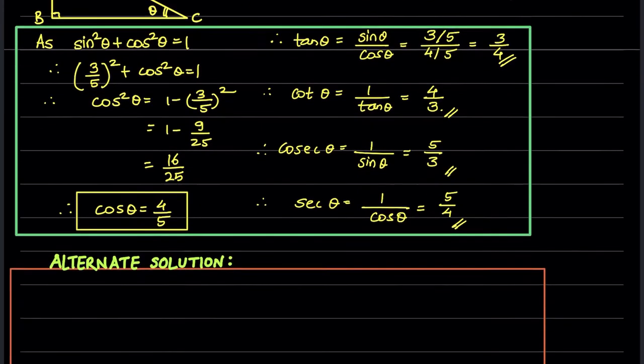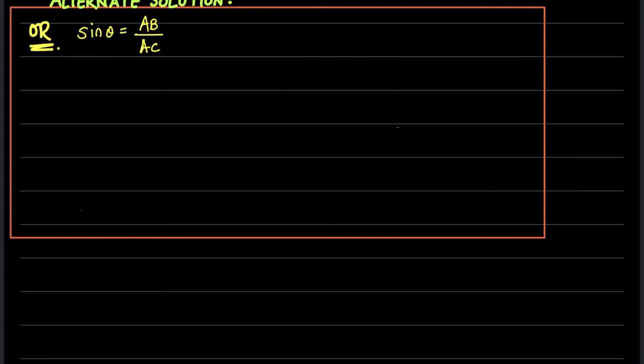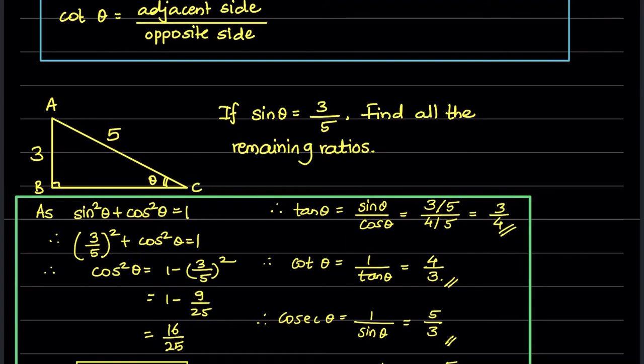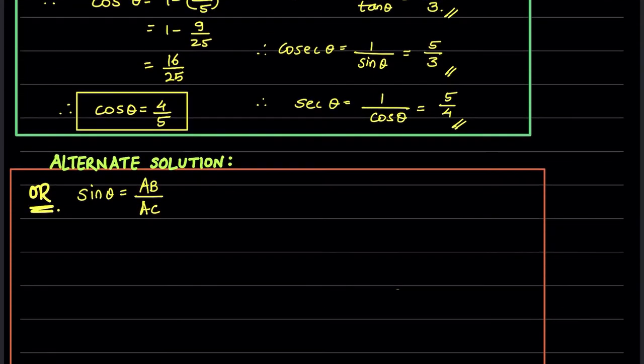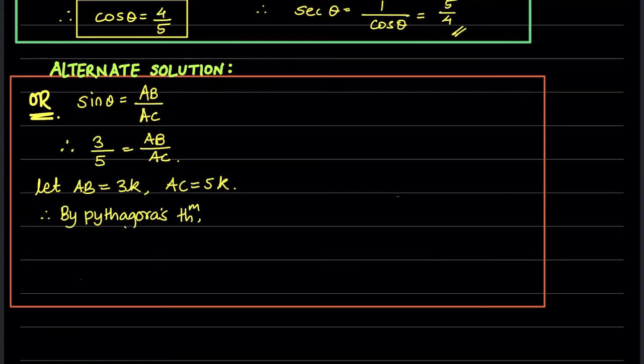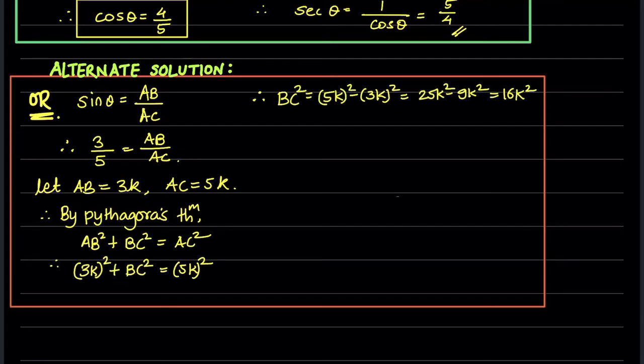There is one alternative method to solve this. We will also see sin theta is AB upon AC. See in this diagram, AB upon AC. So sin theta is given as 3 upon 5. So AB and AC are 3k and 5k respectively, where k is the proportionality constant. We have taken k here because 3 by 5 is a ratio, so AB and AC are not directly 3 and 5. So by Pythagoras theorem, we get AB square plus BC square equal to AC square. Then by putting the values and solving this, we get BC equal to 4k.